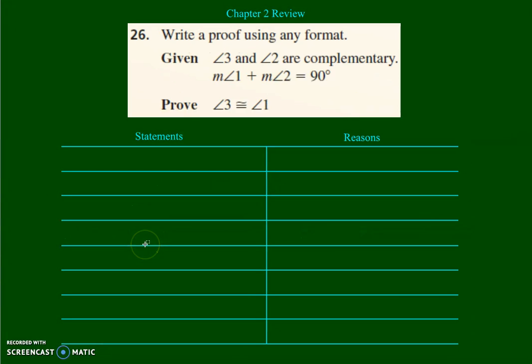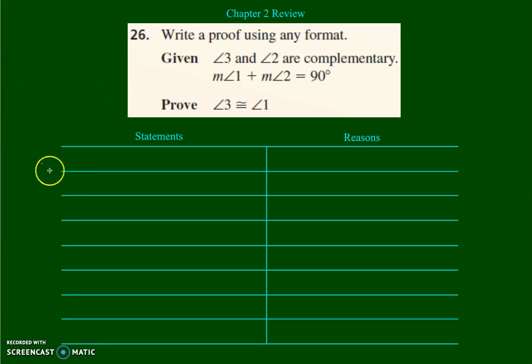In problem 26, we're asked to write another proof. It says write a proof using any format. So we're going to use a two-column format, and we're given angle 3 and angle 2 are complementary, and we're also given measure of angle 1 plus the measure of angle 2 equals 90 degrees. We are to prove that angle 3 is congruent to angle 1. So let's go ahead and start out.